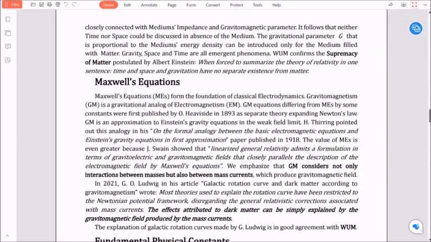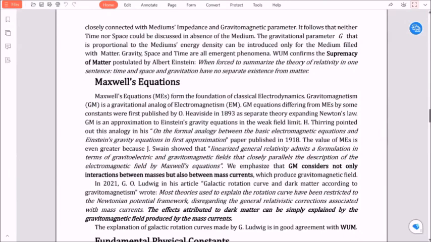Maxwell equations. Maxwell equations form the foundation of classical electrodynamics. Gravitomagnetism is a gravitational analog of electromagnetism. Gravitomagnetism equations, different from Maxwell equations by some constants, were first published by Heaviside in 1893 as a separate theory expanding Newton's law. Gravitomagnetism is an approximation to Einstein's gravity equations in the weak field limit.